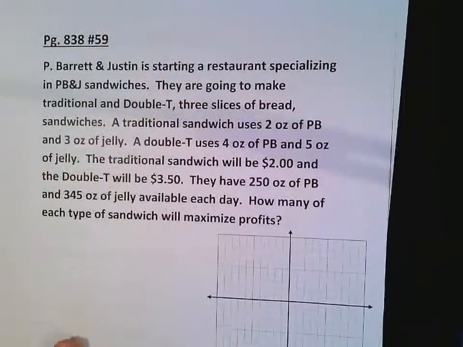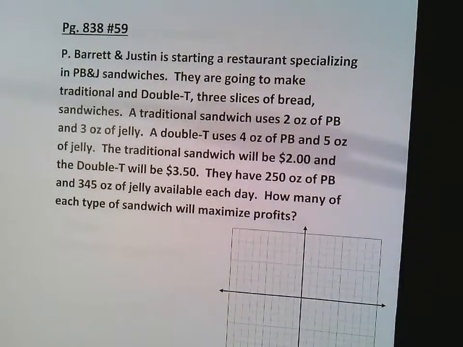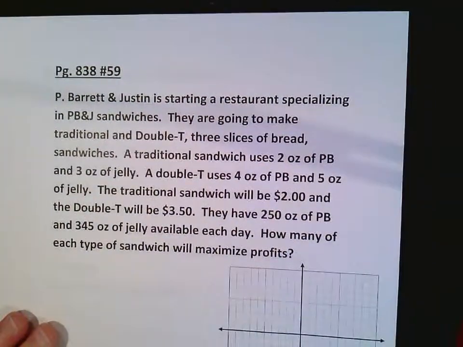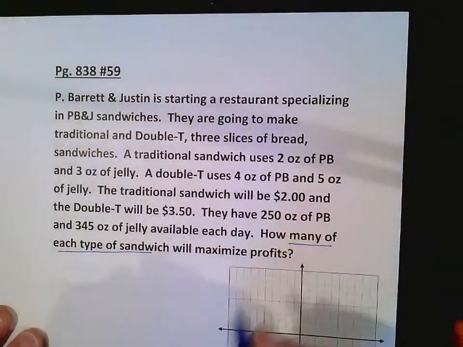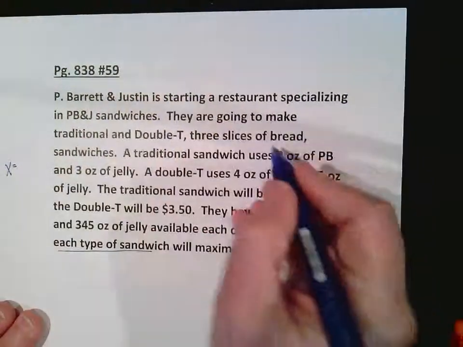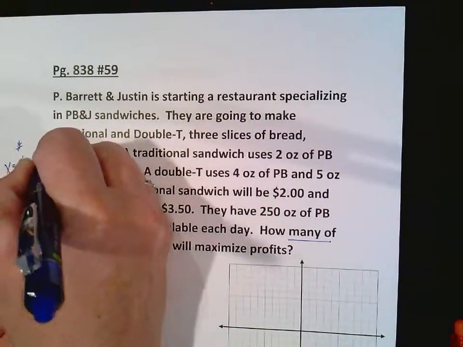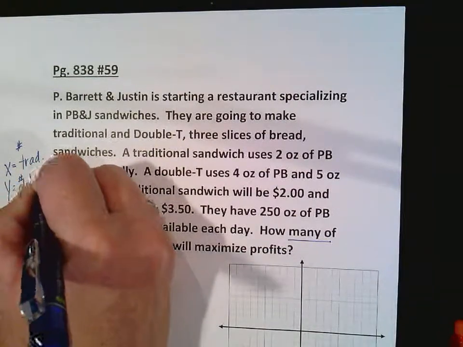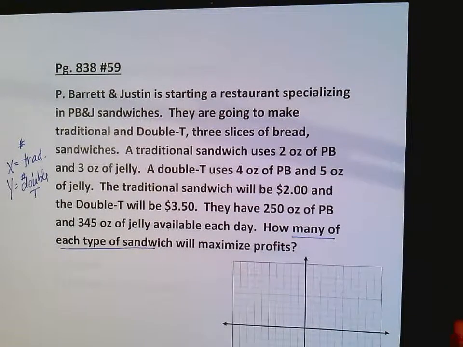Okay, so let's try it with another one. And again, we're going to be looking at our constraints and our variables. This time, I go right to the bottom to figure out what my variables are going to be. And in this one, we want to know how many of each type of sandwich. So my X is going to be, we've got traditional and double T. So X is going to be the number of traditional sandwiches. My Y is going to be the number of double T sandwiches. I don't even know what those are. See how you can figure out what you're doing without even understanding the problem yet. Okay. But I need to know how many of each of those I have.